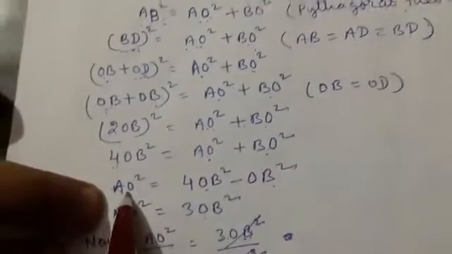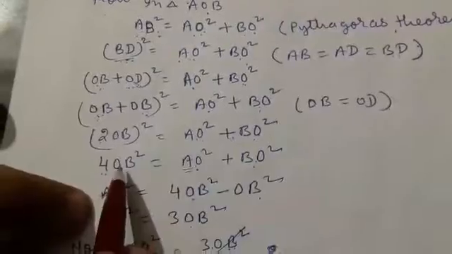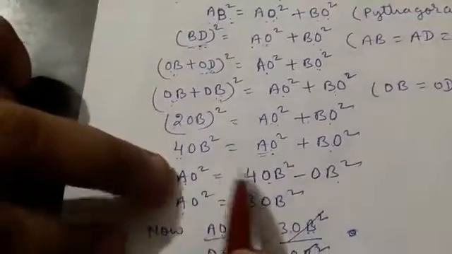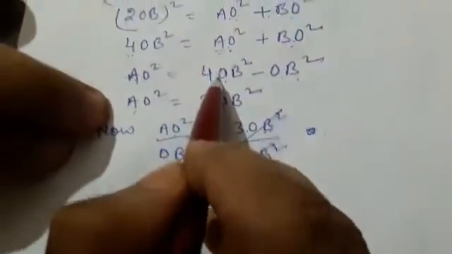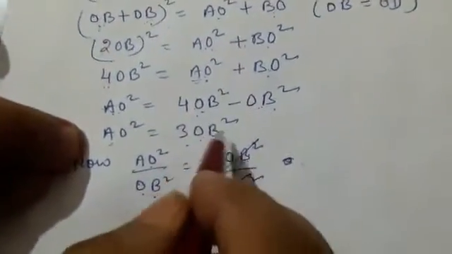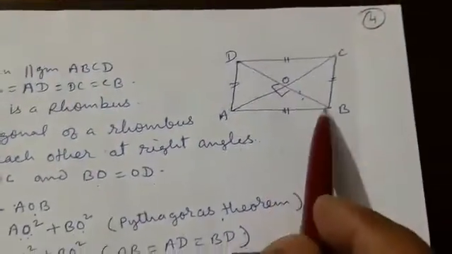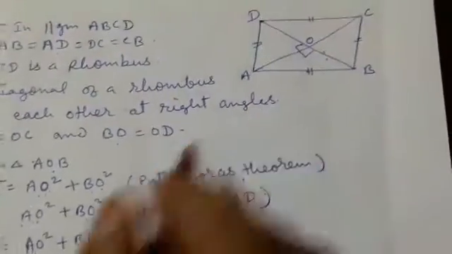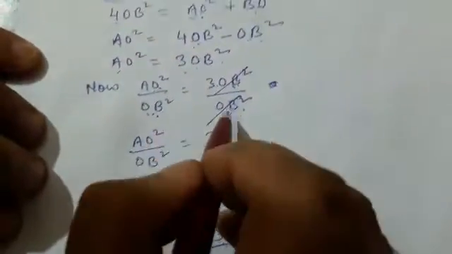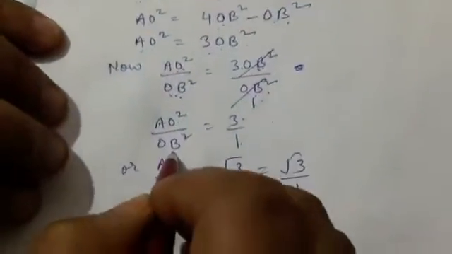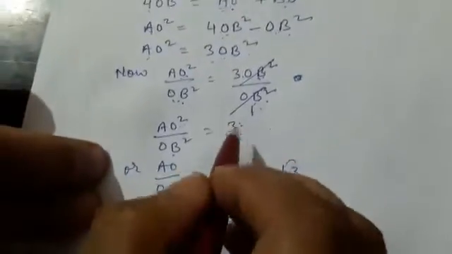So AO square is equal to what? We will transpose OB square to this side. So it will be 4OB square minus OB square. So AO square is equal to 4OB square minus 1OB square, which is 3OB square. Now AO square upon OB square is equal to 3OB square upon OB square. OB square will cancel out, so AO square upon OB square is equal to 3 by 1.